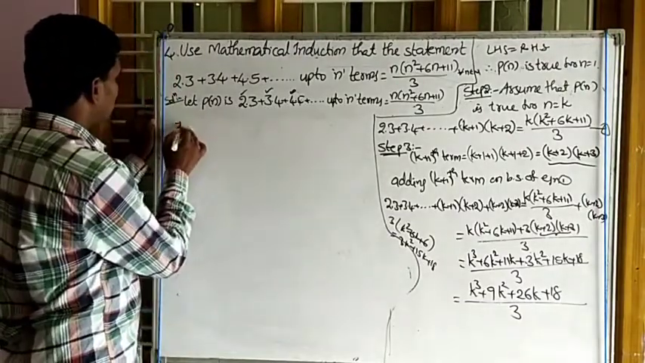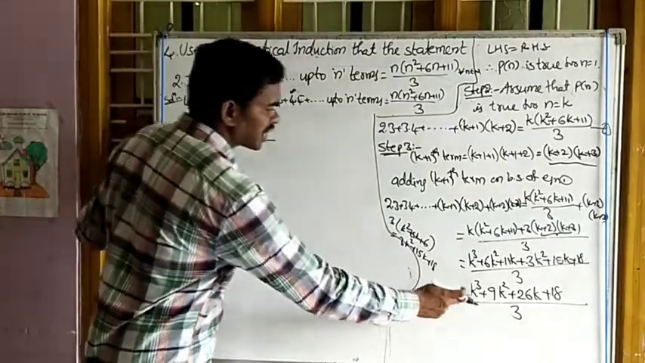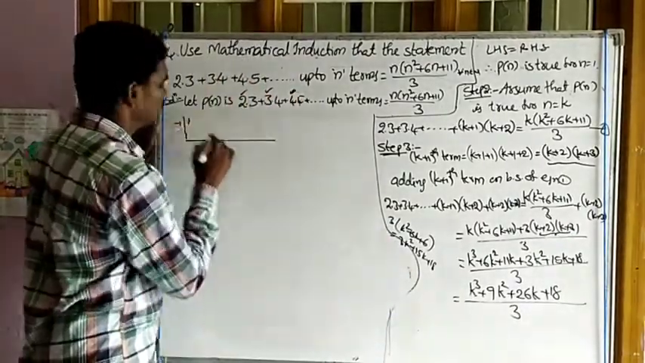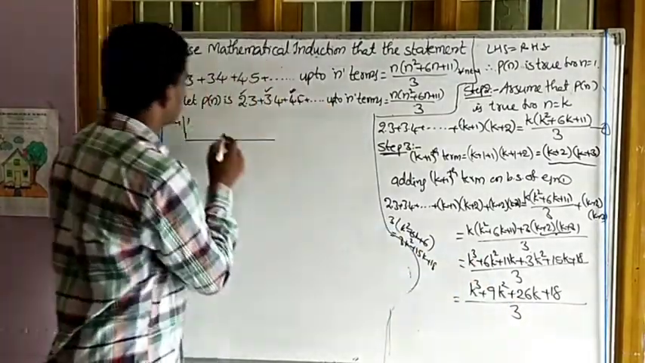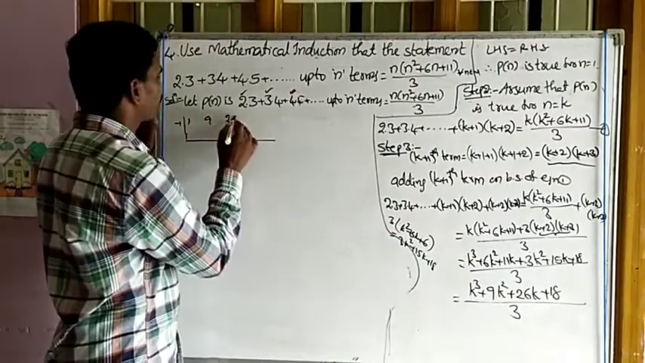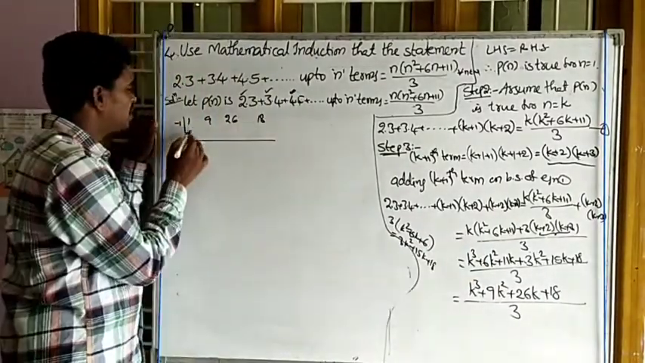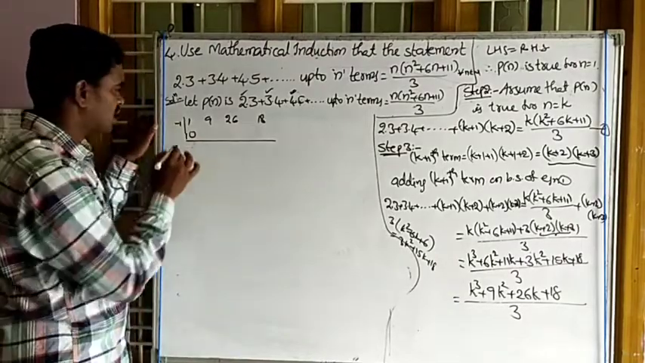With minus 1 I am taking. Here the k cube coefficient is 1. Here the k square coefficient is 9. Here the k coefficient is 26. Here the constant is 18. Okay. First take 0. First write down 0.